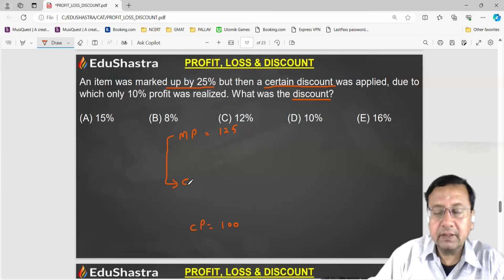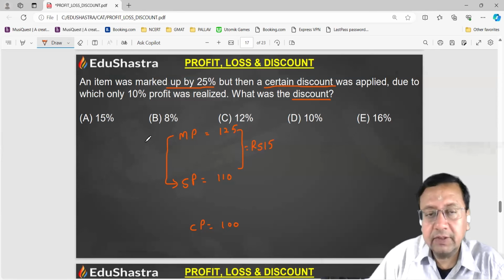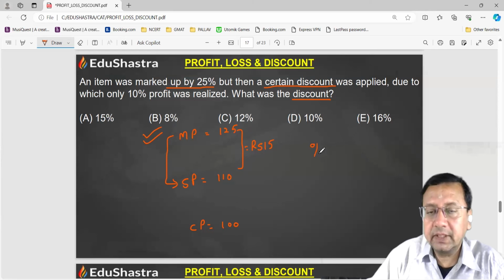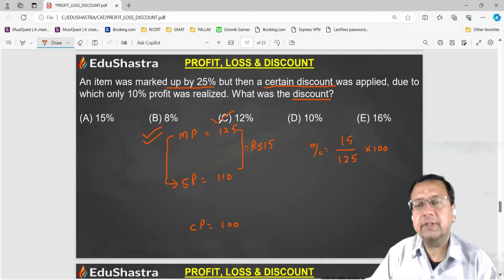So now I can say the selling price is 110. How much discount is there in terms of rupees? That is this difference, which is rupees 15. And discount percent is always calculated over the marked price. So the percentage is 15 rupees as the discount over a base of 125, into 100. This value comes out to be 12%.